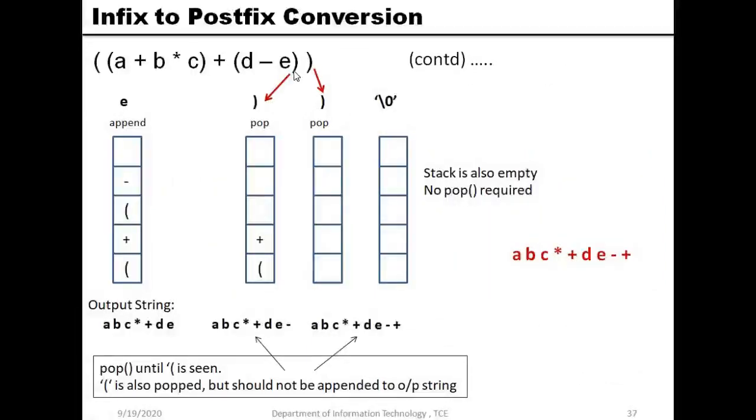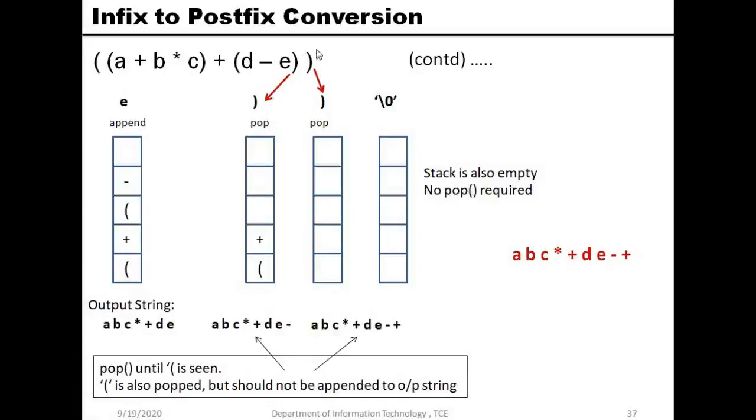Then comes the closed parenthesis. We have to pop until the opening parenthesis is seen. So minus gets popped and it gets added here, and this character is also popped out. Then we have to see this closed parenthesis. So we have to pop until we see one more opening parenthesis. So plus gets popped and it gets added to the output string, and this opening parenthesis is also popped out.